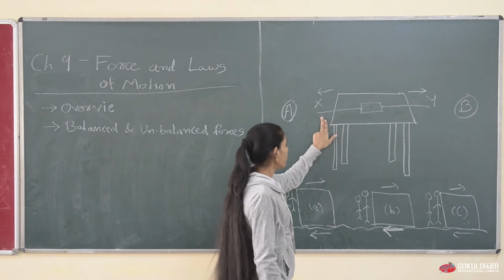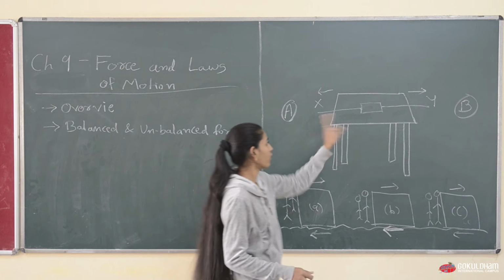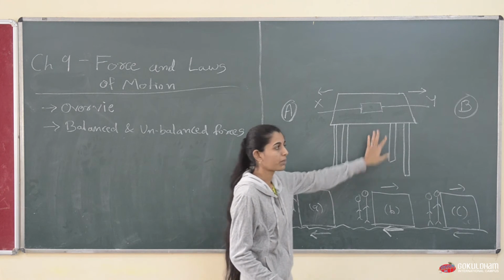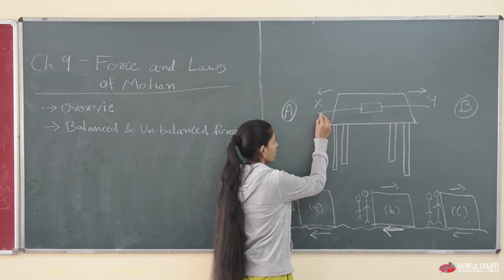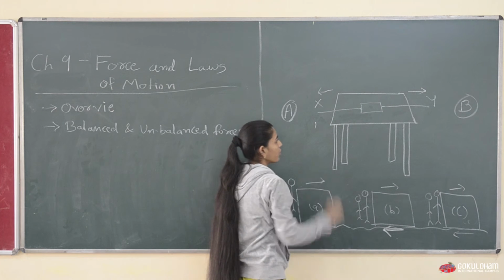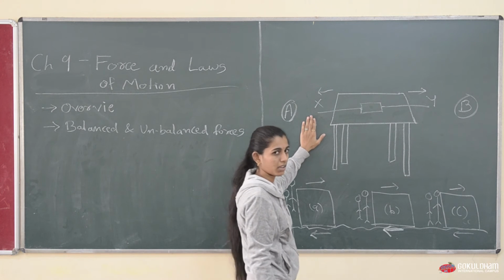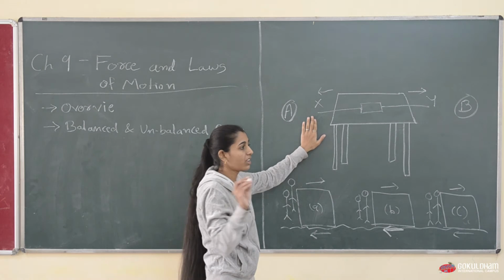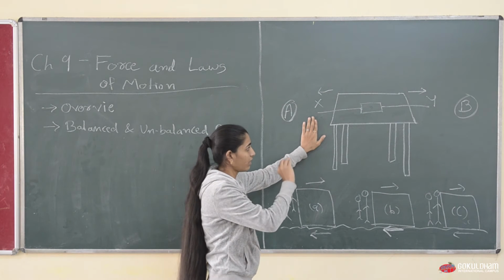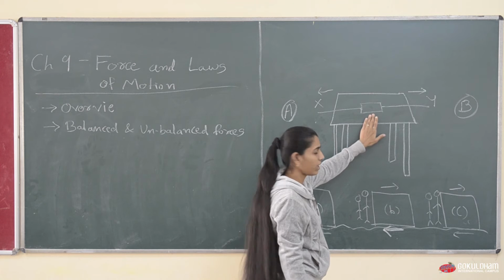But when both persons apply the same amount of force and start pulling from their side, the object will not move. That is, when X applies some amount of force and Y also applies the same amount of force that X is applying, the force on both sides of the object will be equal, and when the force on both sides is equal, the object will not move, it will stay here only.